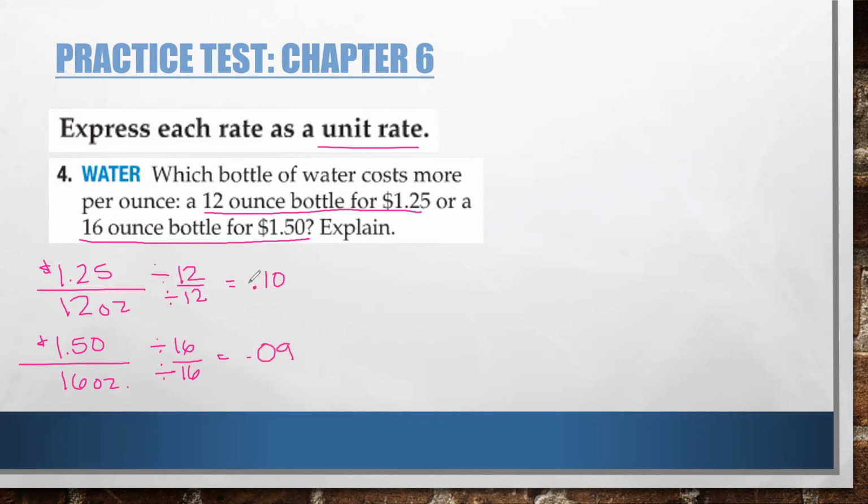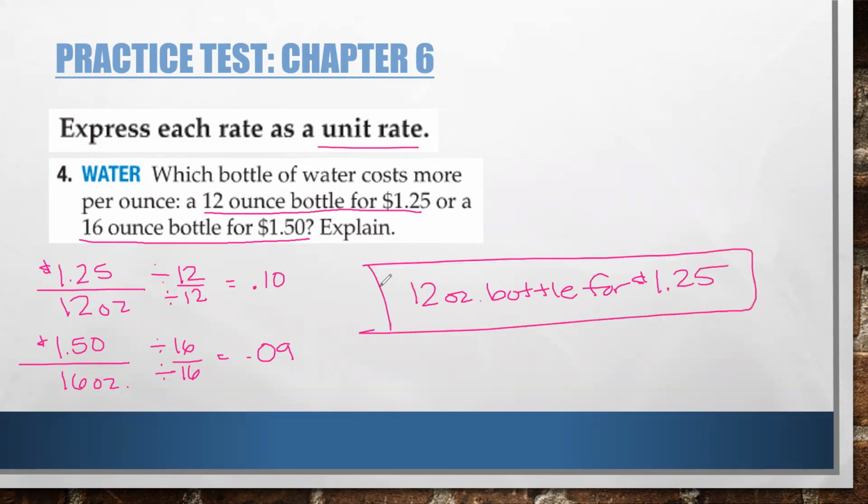So the question was, which bottle of water costs more? Well, obviously the 10 cents one costs more. So the 12-ounce bottle for $1.25 costs more. So again, we have to find the unit rate for each of these and then compare them, okay? All right.